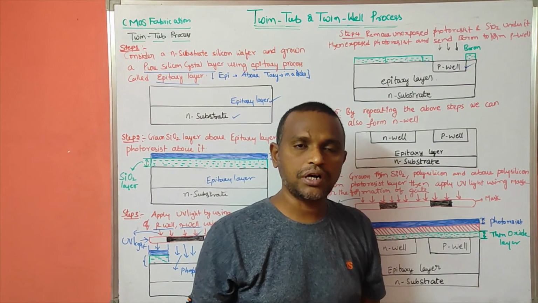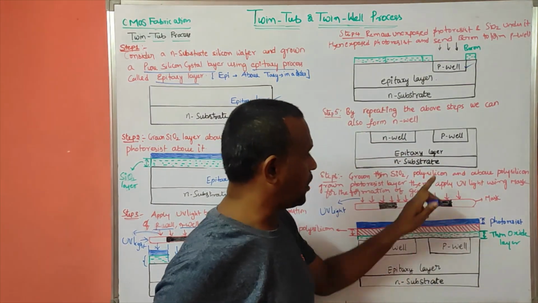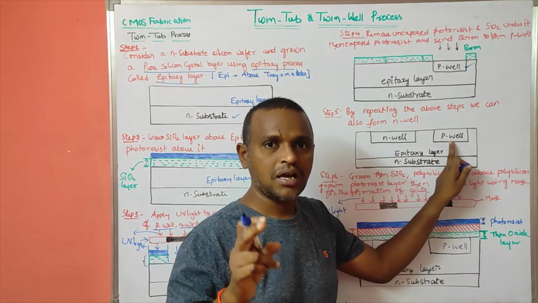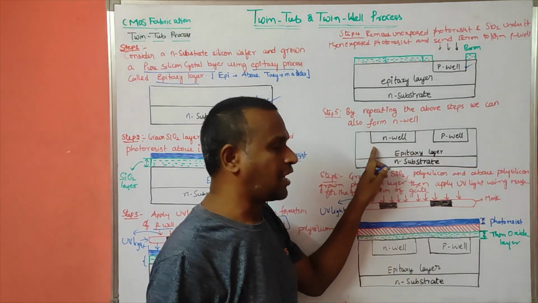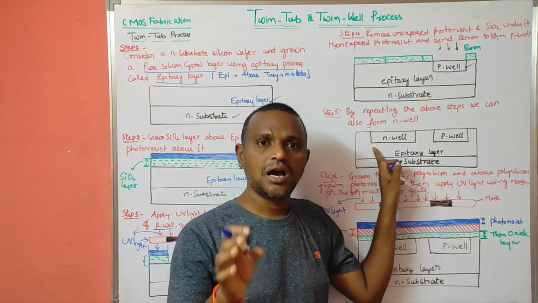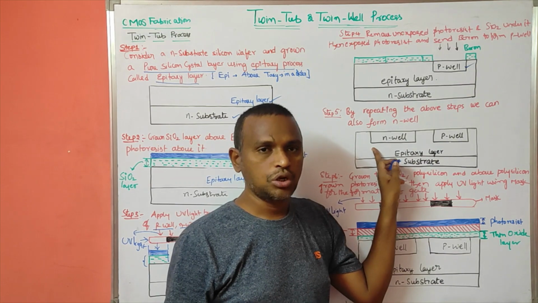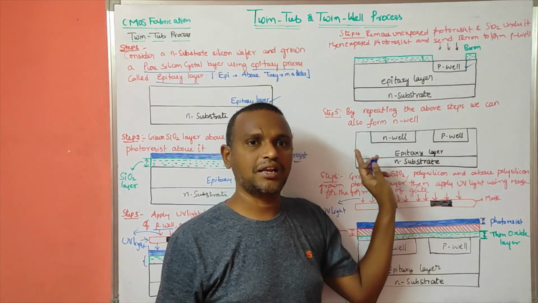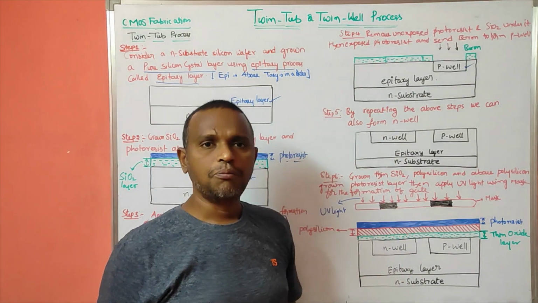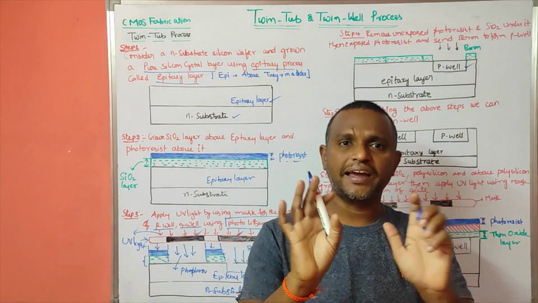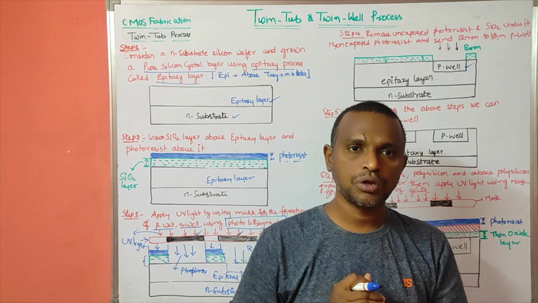Now what is our duty next? We have to form the gate. P well acts as a P substrate, and here we are going to accommodate the NMOS transistor. N well acts as a substrate, and here we are going to accommodate the PMOS transistor. So in P well we are forming NMOS and in N well we are forming PMOS. Both PMOS and NMOS will require a gate. For the formation of the polysilicon gate, what will we do?